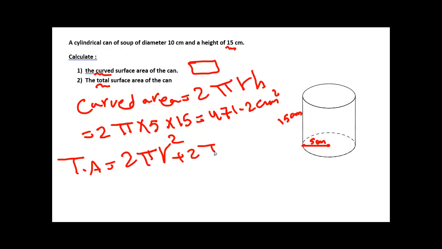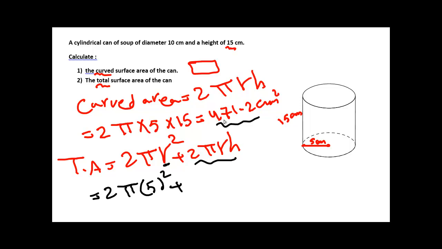And now let's find the total surface area, which is: total area equals 2 pi r squared plus 2 pi r h. If you remember, we just found the curved area, which is 2 pi r h, so we substitute the radius with 5. This will be equal to 2 pi multiplied by 5 squared plus the number we found here, which is 471.2. When you do all of that on your calculator, it will give you 628 centimeters squared, rounding to 3 significant figures.